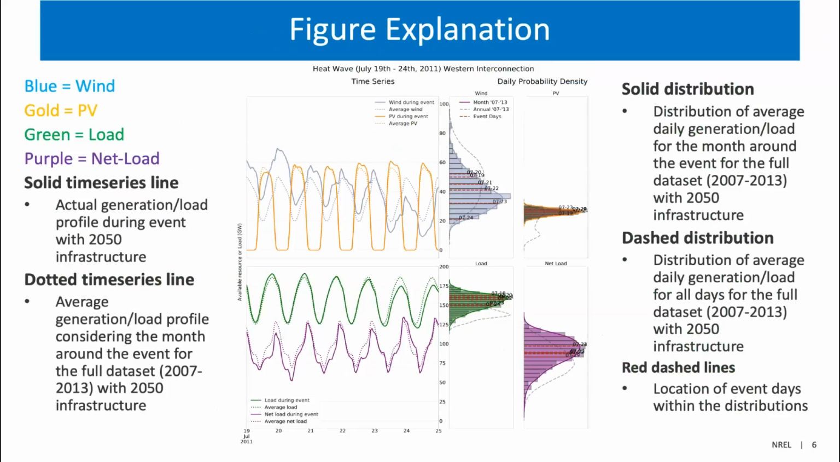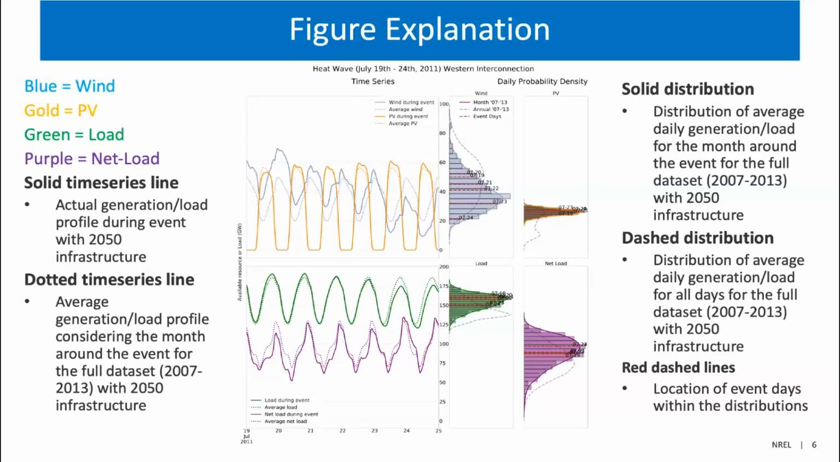And in the next few slides, I'm going to go through a few findings that include figures that look like this. There's a lot presented here, so I wanted to take a quick minute to talk through what we see here. On the left-hand side of the figure, we see time series plots. All of the solid time series lines are the actual generation or load profile during the event we're analyzing for the 2050 infrastructure year. So we've built out wind and solar. So the generation profile reflects the wind and solar built out for 2050.